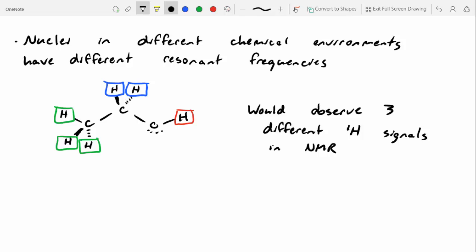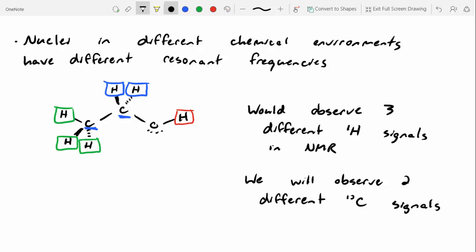All right. What about for carbon? How many carbon NMR signals might we see? 2. Right? Because if we look at this, we've got this carbon here and this carbon here. They're in different chemical environments. And we would observe 2 different carbon signals.